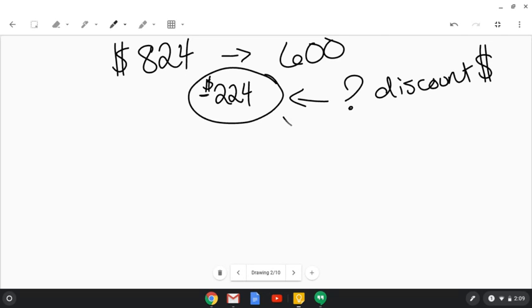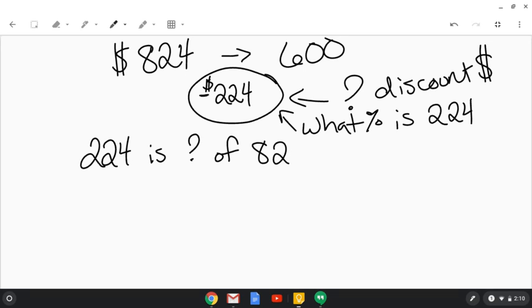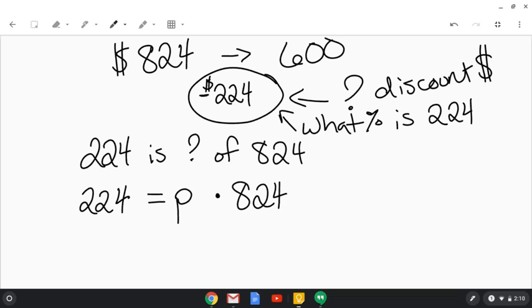I need to find out what percentage $224 is. So here's what we're going to do. We're going to write it like this: $224 is what percentage of my original? And then we're going to convert it to math. The question mark is my variable. The word "of" is multiplication. 824.